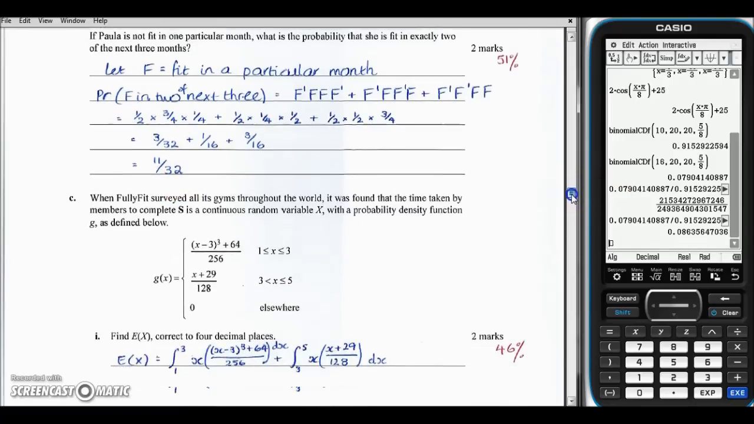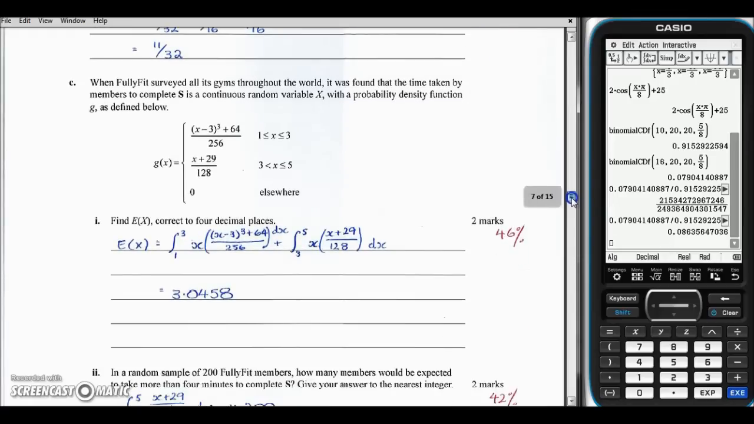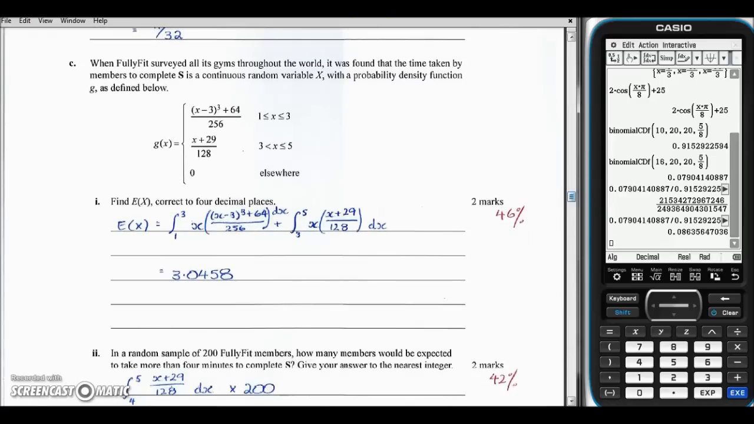So moving on, Fully Fit surveyed its gyms throughout the world. Now we've got a probability density function. They're trying to cover all the probability topics in the one question, it looks like. So g of x is my PDF function, and this is the time taken for members to complete S. So what's the expected value of x? Use the formula. Because I've got 2 bits to the function here, I'll just do them separately.